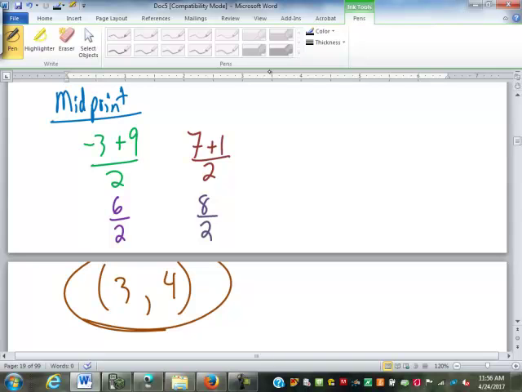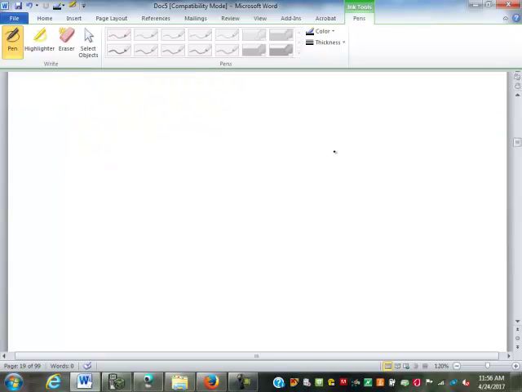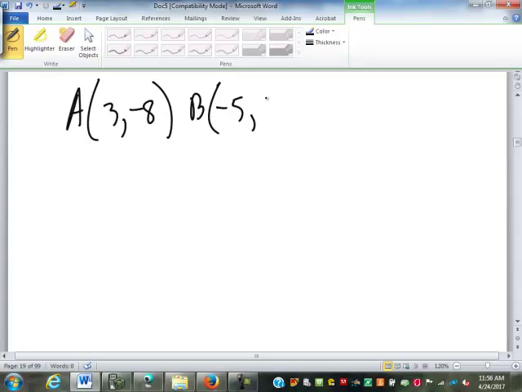Now in some cases, you might be given an endpoint and the midpoint. We're trying to find the other endpoint. So I'm going to put in some notation here for an example, and then we'll work from there. So let's say this is 3, -8. And this one is going to be, let's do -5 and 2. So I'm labeling those point A and point B. Those are the endpoints.